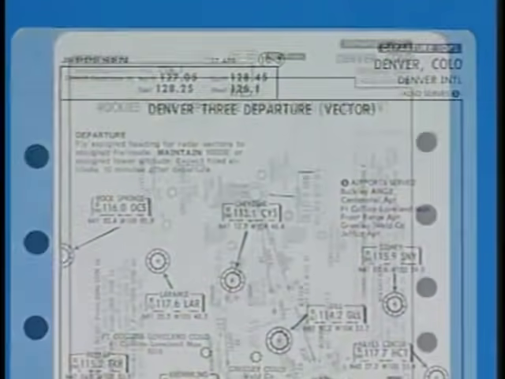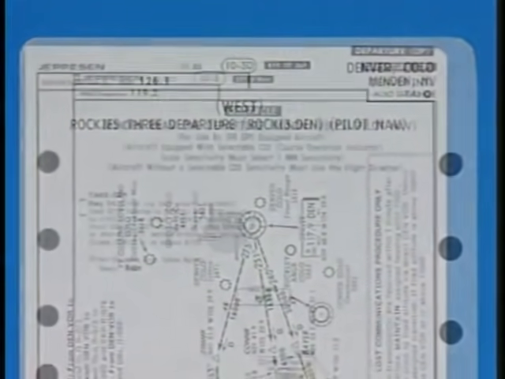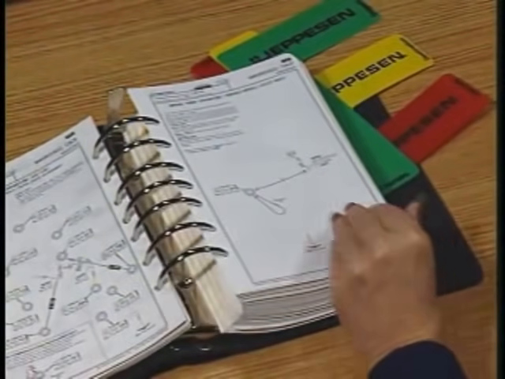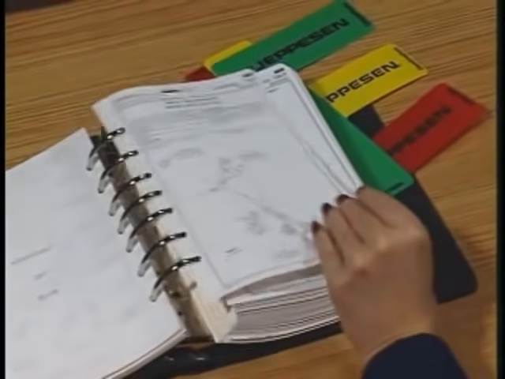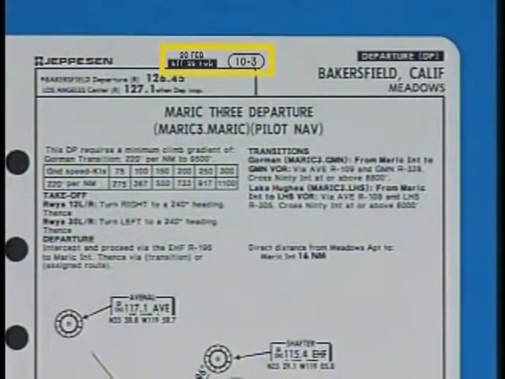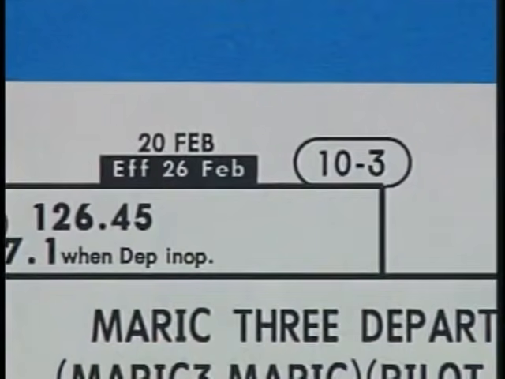Now let's take a look at a few typical DPs and see how they are constructed and what each part means to you. For ease of access, Jeppesen files DPs with all the other charts serving the terminal area. The chart date, index number, and in some cases the effective date are listed at the top of the chart. Notice that the 10-3 type chart index numbers indicate DPs.